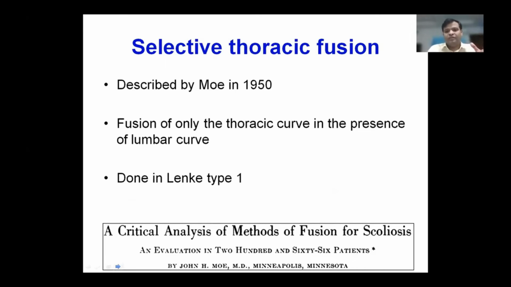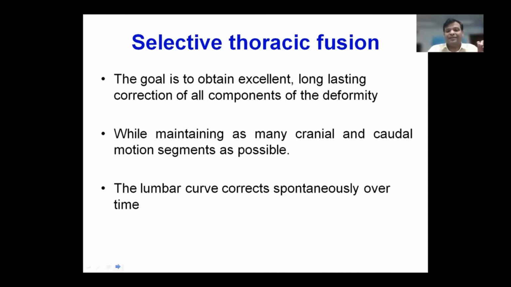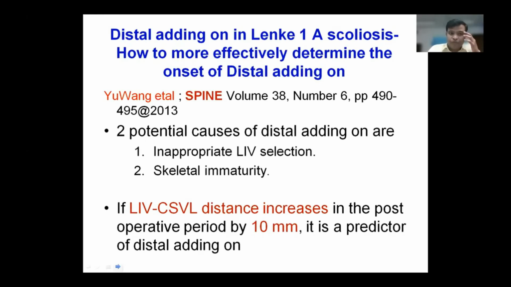More controversy exists when we come to this entity called selective thoracic fusion, which was described by Moe in 1950. What is selective thoracic fusion? It is when you do a fusion of a thoracic curve in the presence of a lumbar curve. This is based on the principle that the leftover lumbar curve spontaneously corrects itself with time. Selective thoracic fusion should give a long-lasting correction of all components of the deformity and also aims at maintaining as many cranial and caudal motion segments as possible intact.